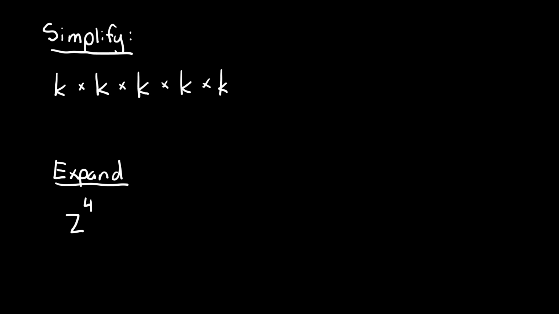Now, let's take a look at this example here. Simplify k times k times k times k times k. We first ask ourselves, what is the item that is being repeatedly multiplied? In this case, it's the k. How many times? If we count 1, 2, 3, 4, 5, the k is being multiplied 5 times. And this is how you write this expression simplified.